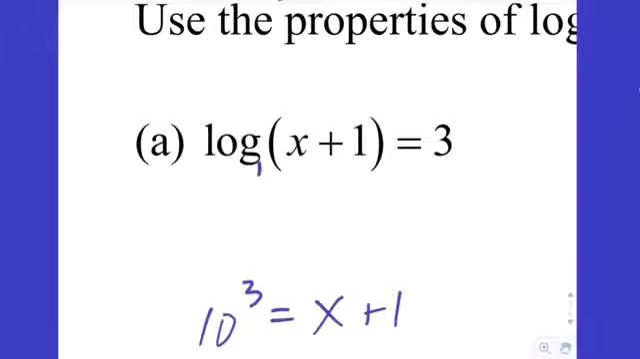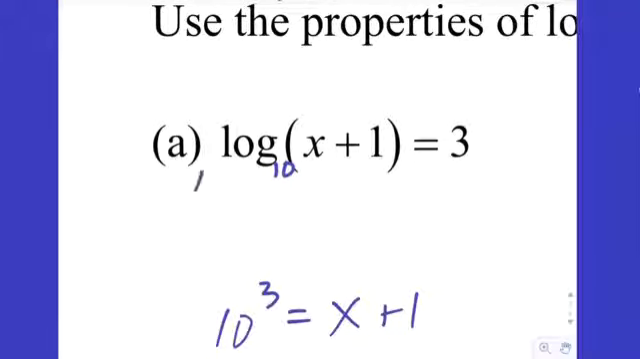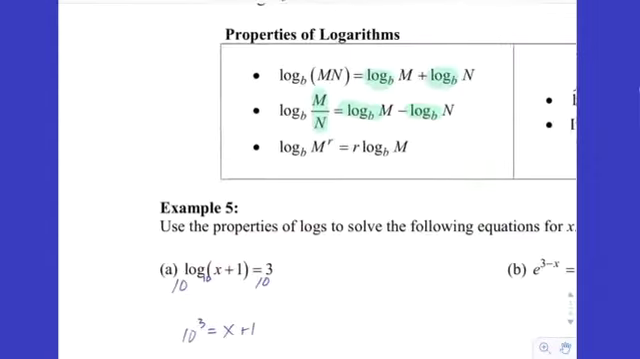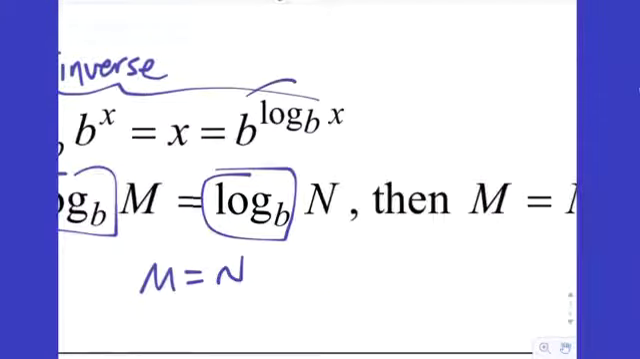We are logging it right now base 10. What is the inverse of logging it base 10? Exponentiating it base 10. So that's what we're going to do. We're going to exponentiate both sides base 10. The left side now becomes the exponent on the base 10, and the right side of 3 now becomes the exponent on base 10. And now we can use this property right here that we just learned.